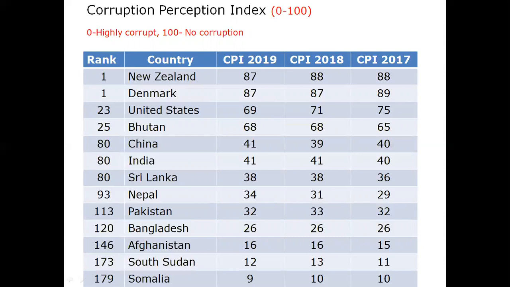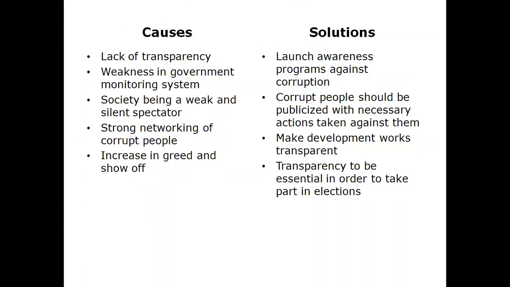So altogether, what the report reveals is that those countries that have political instability, poverty, backwardness, dictatorship, etc., lead to more corruption. So some causes and solutions are: lack of transparency. People are not aware of the means and methods by which government activities are carried out. To address the problem, we should launch awareness programs against corruption.